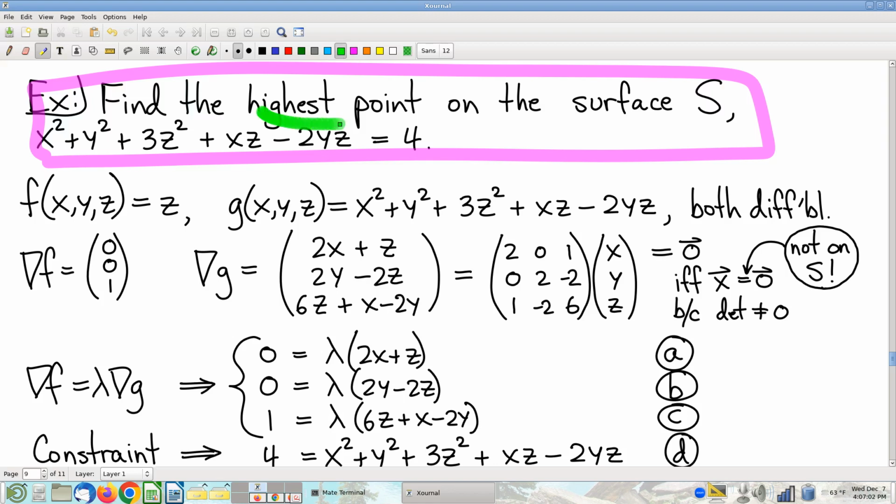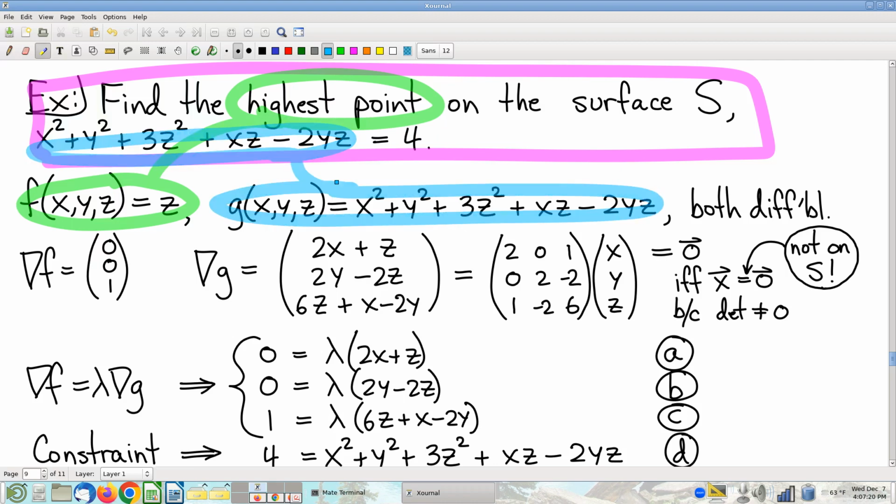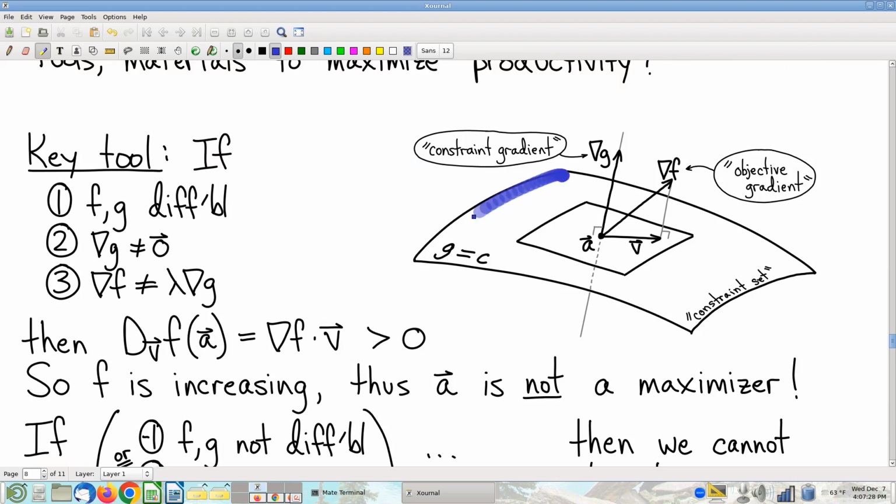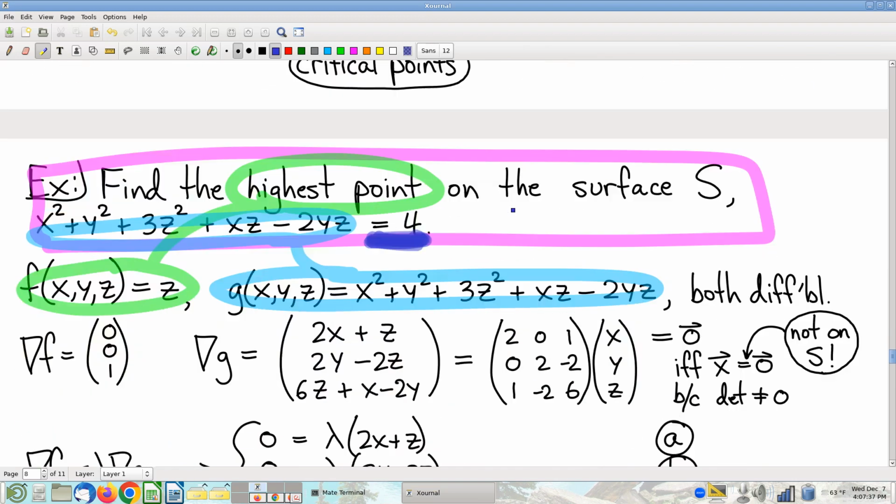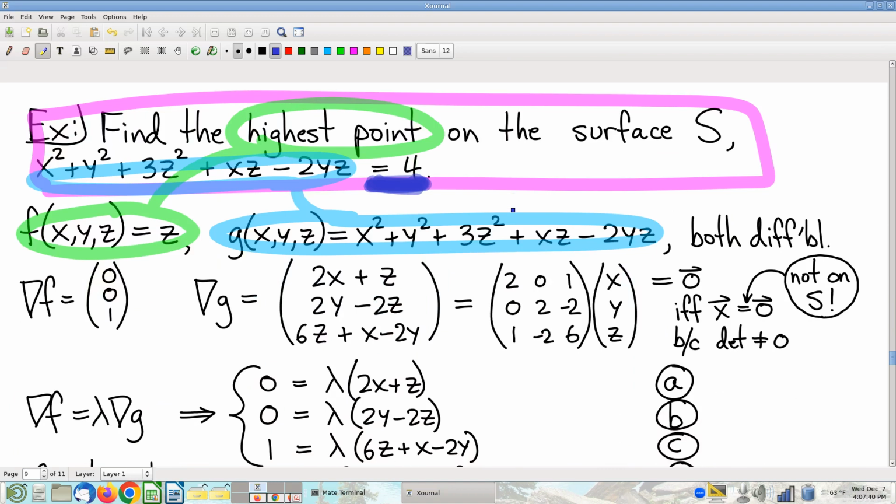We want to find the highest point, the greatest value of z. So my objective function is z. On a surface that has a certain equation, that equation is my constraint, and so the function whose level set we're looking at, keep in mind, constraints need to be written as level sets. They have to be level sets because I needed the surface to be perpendicular to the constraint function, and that only works with level sets. Okay, so this is a level set of g. What I've got written here is g as my constraint function.